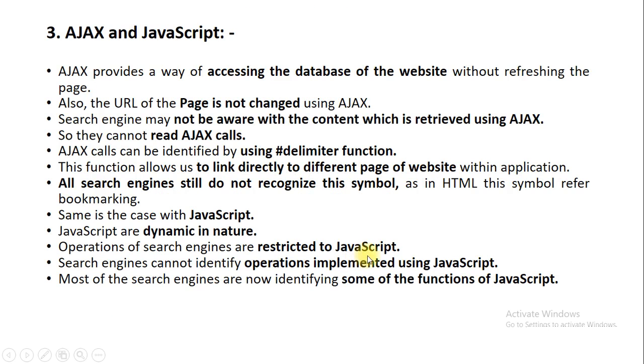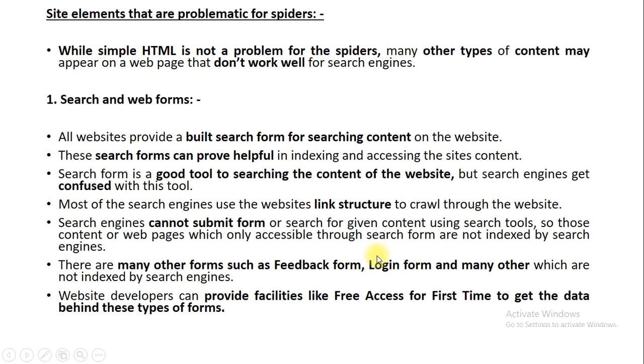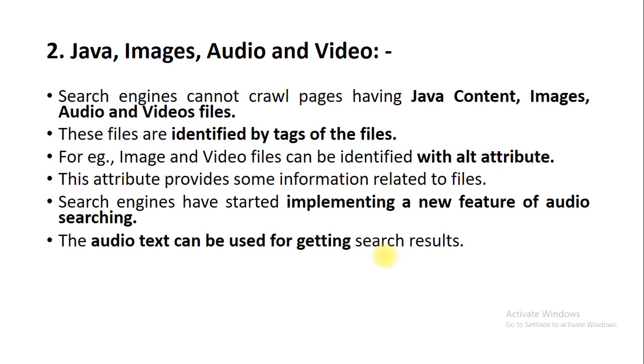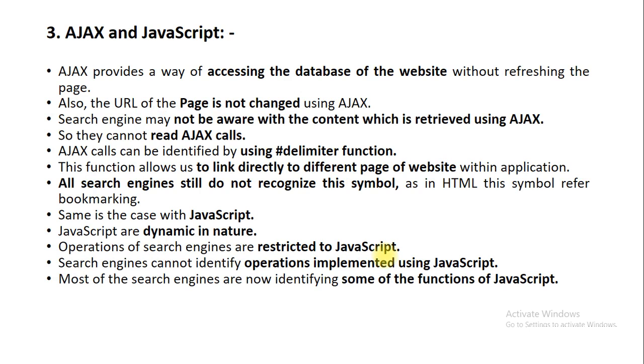So these three are the points related to the problematic elements for the spider. First is search and web forms. Second is Java, images, audios and videos, and third is Ajax and JavaScript.